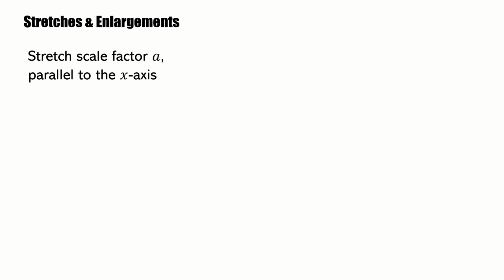First of all, looking at a stretch scale factor A parallel to the x-axis. It's ultimately just going to be the identity matrix, but instead of the ones, one of the ones is going to be replaced with your scale factor. If it's a stretch parallel to the x-axis, it's the first of the ones that gets replaced with your scale factor. All the other elements of the matrix are the same as what they would normally be for a 2 by 2 identity matrix. So there you go, that's a stretch scale factor A parallel to the x-axis.